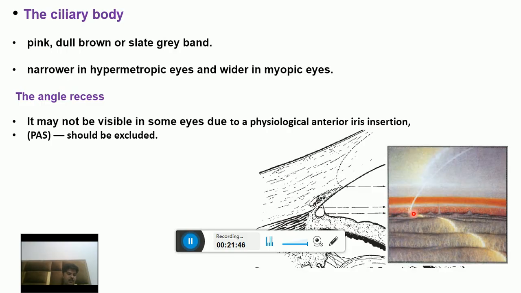Its width depends on the position of iris insertion, and it tends to be narrower in hypermetropic eyes and wider in myopic eyes. Narrow in hypermetrope, wide in myope. The angle recess represents the posterior dipping of the iris as it inserts into the ciliary body. The angle recess may not be visible in some eyes due to physiological anterior iris insertion, though fixed pathological angle narrowing due to peripheral anterior synechiae should be excluded.